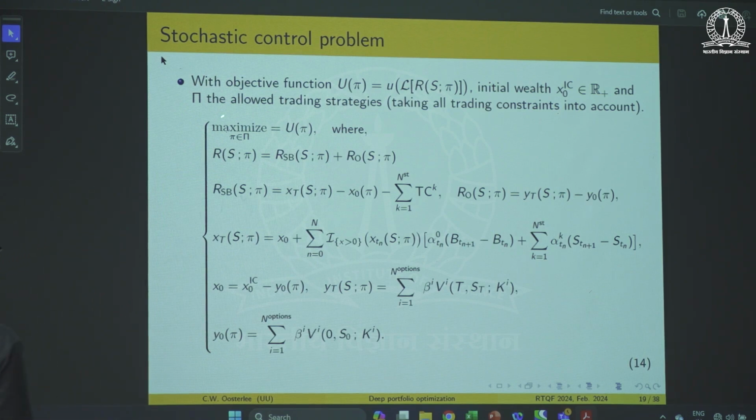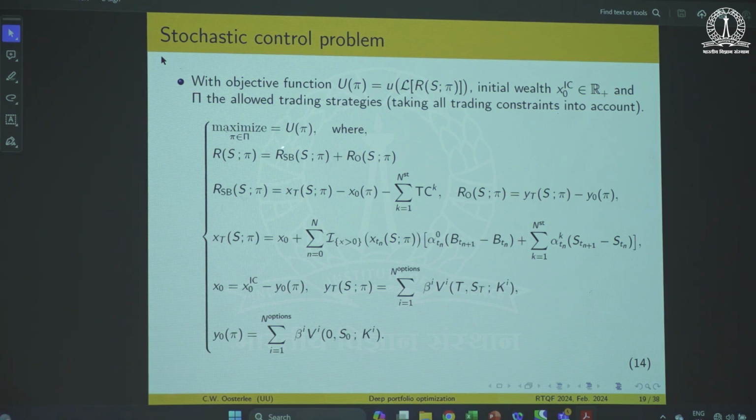We want to maximize over a strategy out of the admissible strategies. Pi is the set of allowed trading strategies, taking all constraints into account. And we'd like to maximize that objective function. The objective function is the law, I'm sorry for the confusion with the little u, the law depending on the return.